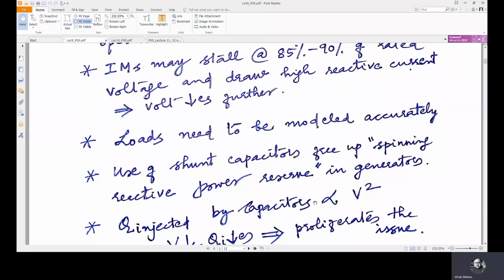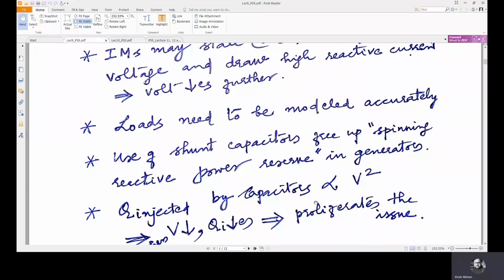Now the problem is that the Q injected by capacitors is proportional to voltage squared. So if the voltage drops, then the Q injected will drop by the square of the voltage. So even though the drop in voltage is small, the Q injected may reduce by a larger value. So this actually proliferates the voltage reduction issue. For small variations in voltage, especially if the voltage profile is already bad, this will proliferate the issue.